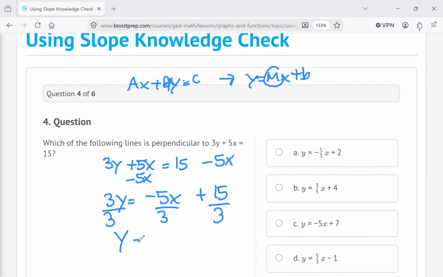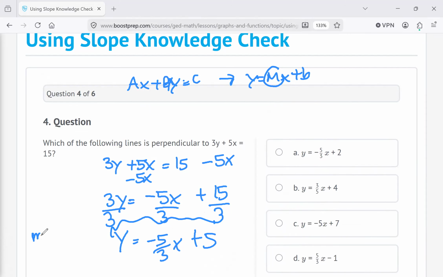So I get y equals -5/3 x. And then 15 divided by 3 is 5. And really, I don't care about this 15/3 or 5 because that's your b, your y-intercept. It's not related to our slope. So what is the slope of this line right here?